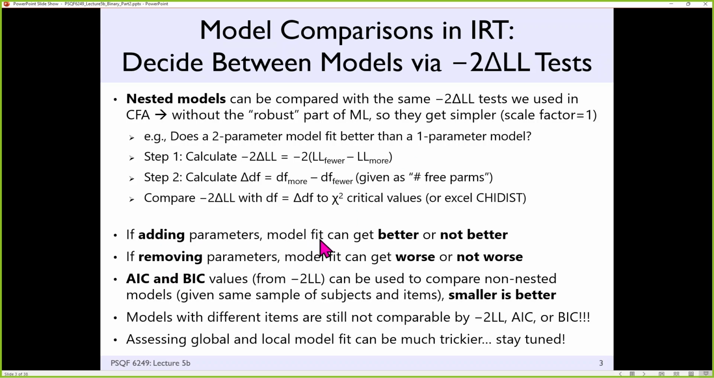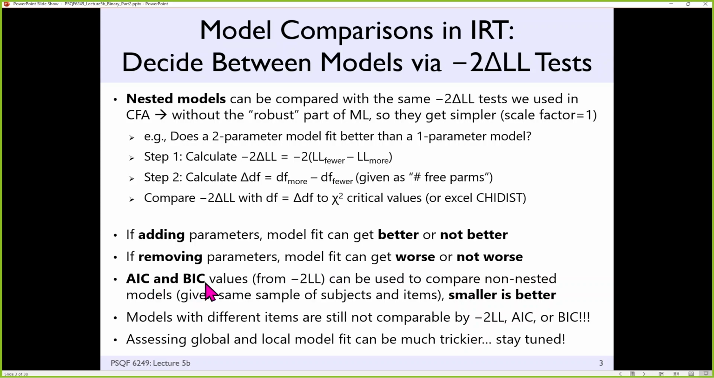So if I'm adding parameters, does it get better or not better? If I'm going from a Rasch model, where all the discriminations are the same, to a model in which they get to differ across items, that's an example of adding things to make it better or not better. If I'm going from a model where they're all different down to a model where they're the same, which is what I had you do in the homework, then that's removing. So if there's a significant difference between the models, then we made it worse by adding the constraints.